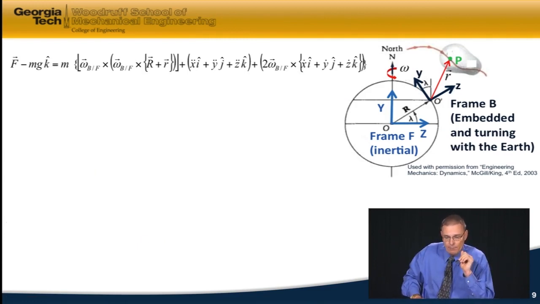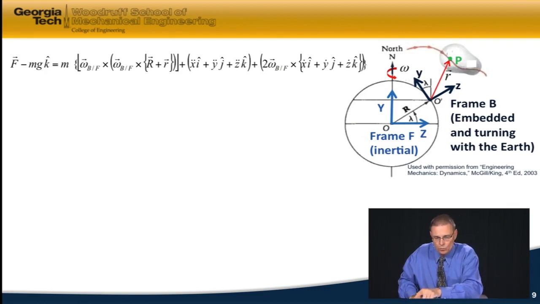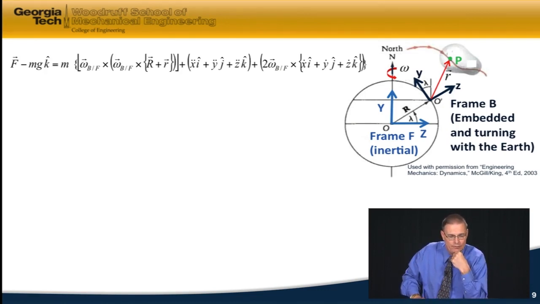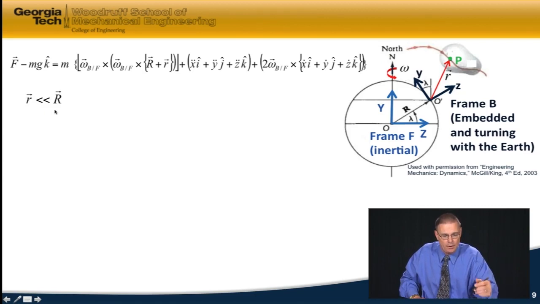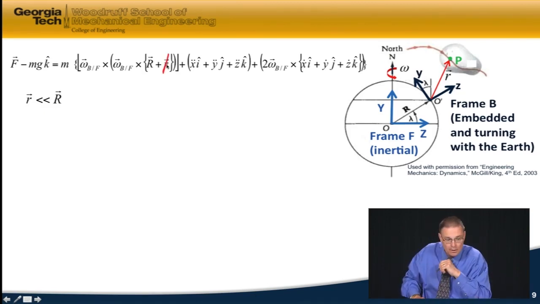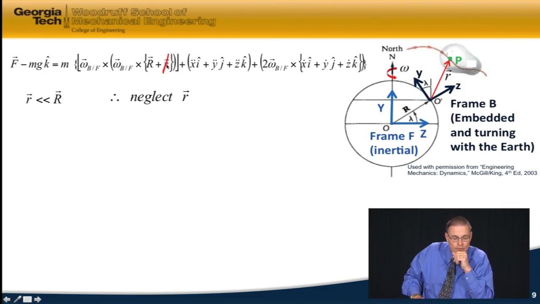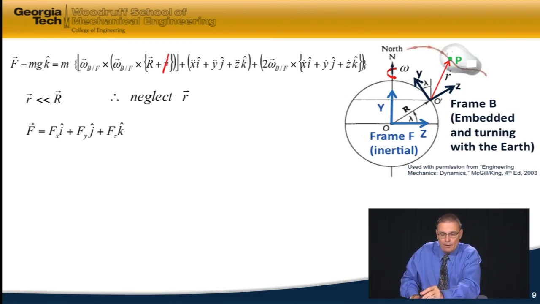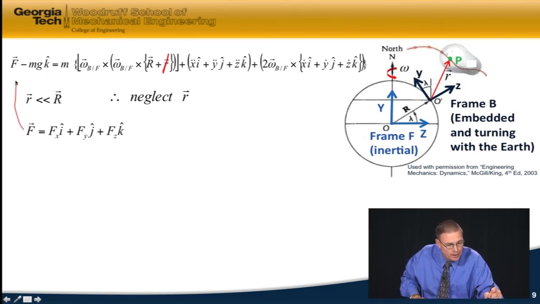Now let's make some important assumptions. I said that this was not to scale at all because this particle is very close to the Earth. The radius of the Earth is obviously very large, and so little r is much, much less than big R, which means I can cancel out little r or neglect it. I know that my external force acting on my particle can have x, y, and z components, and so I can substitute that in here.